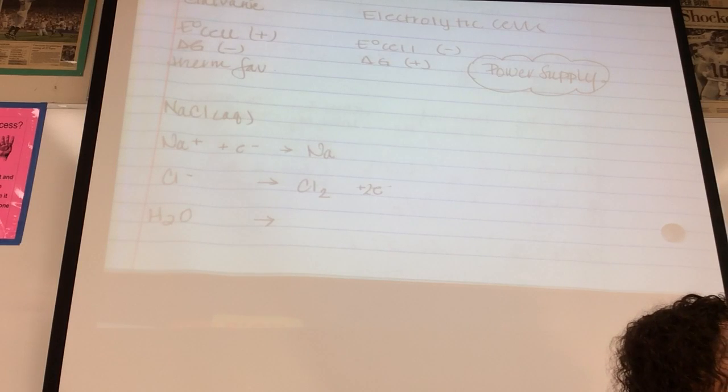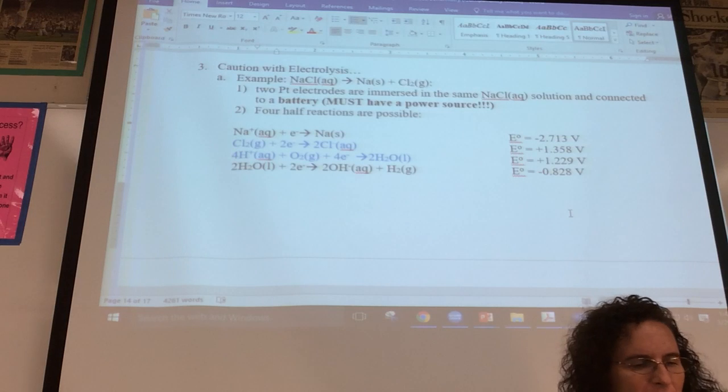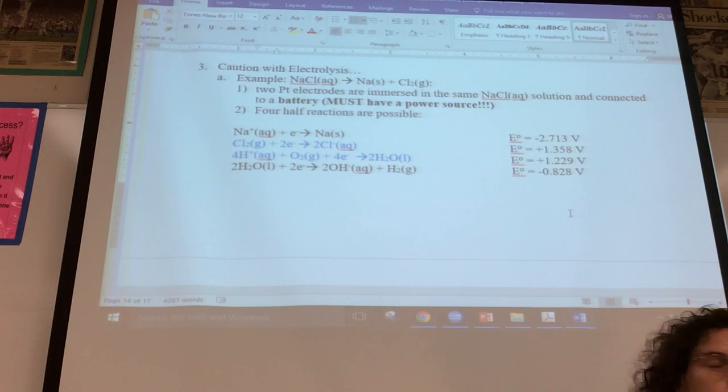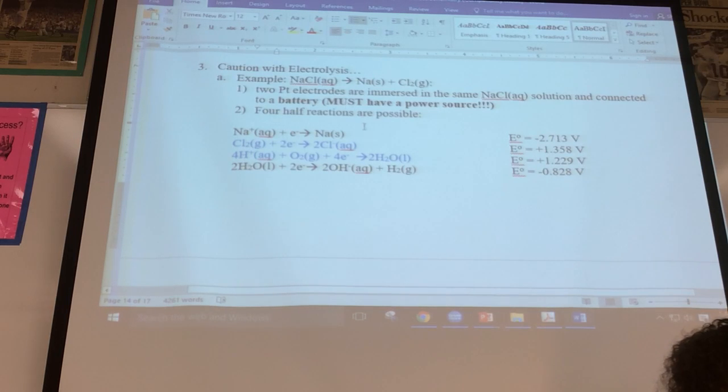So let's link it together now, and now you'll see where that comes into play. And this, I think, may be overkill, to be honest. I think this is probably too much, but we'll walk through it. All right, so here we go. Caution with electrolysis. If you have sodium chloride in the aqueous state, it will make solid sodium and chlorine gas.